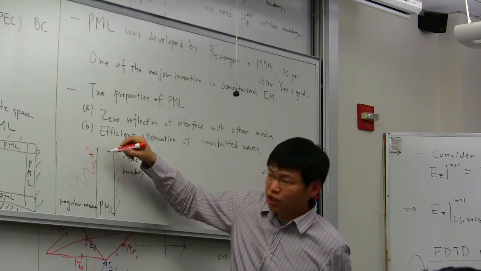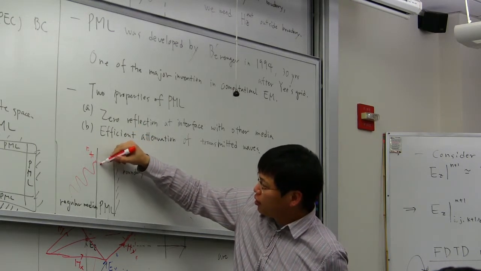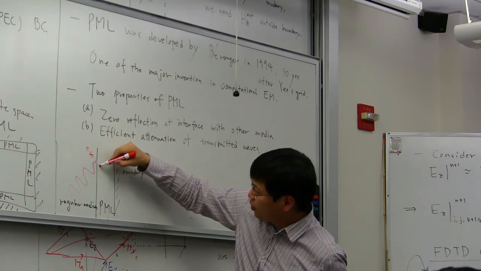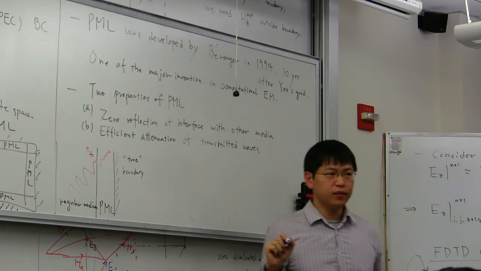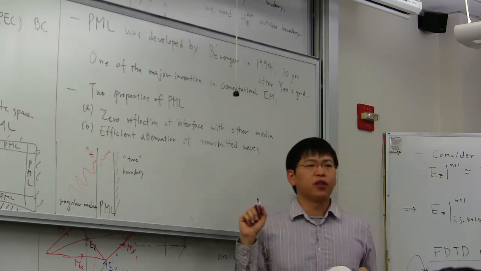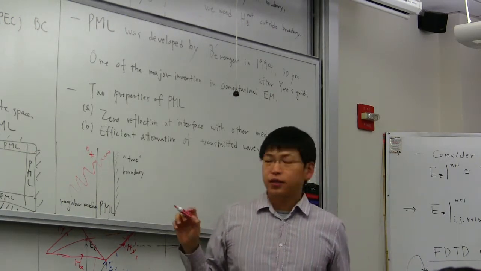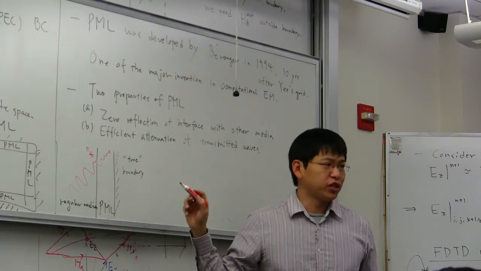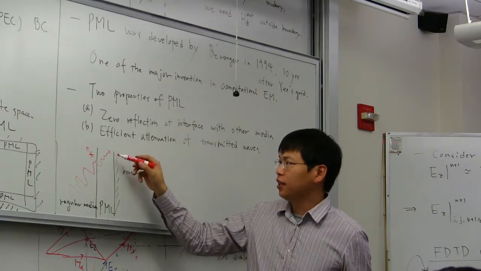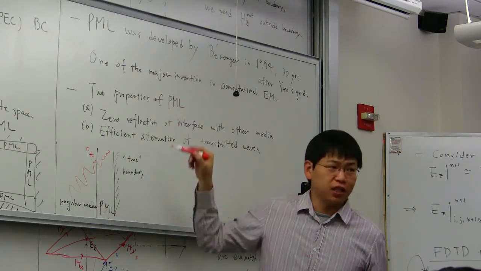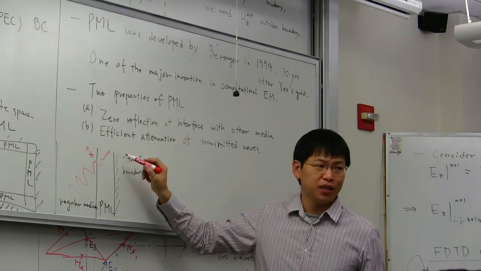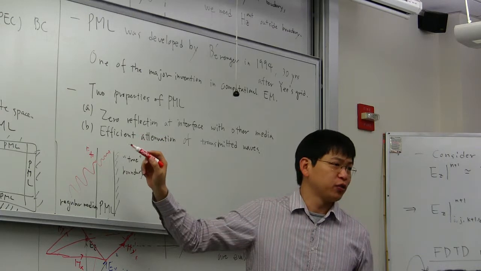But after it gets transmitted, it very efficiently decays. So it is kind of a lossy medium. Because this attenuation is so efficient, once it hits, for example, the PEC boundary after the PML, there's almost no waves to get reflected.